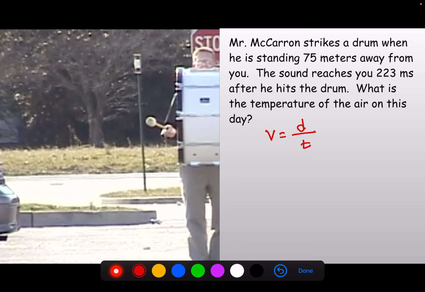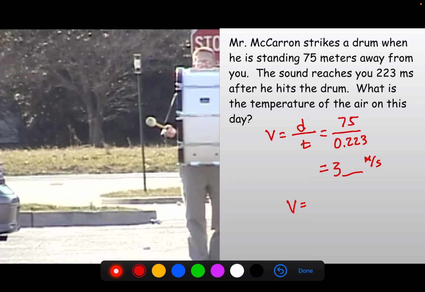So we're going to start with our formula, velocity equals distance over time. We're going to plug in the 75. We're going to put our time in seconds, and we're going to get an answer for our velocity. Please work through this on your calculator. You should get somewhere in the 300 meter per second mark. I'm not going to give you the exact number. You can work that out.